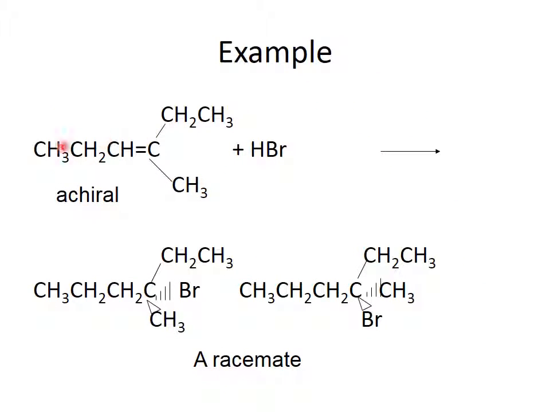Here's an example. I can take this compound and it is achiral. When I react it with hydrogen bromide, I get two compounds that come out. One is S and the other one is R. So this is S and this is R. If I look, it would be a 50-50 mixture that results from this. So a racemate results.